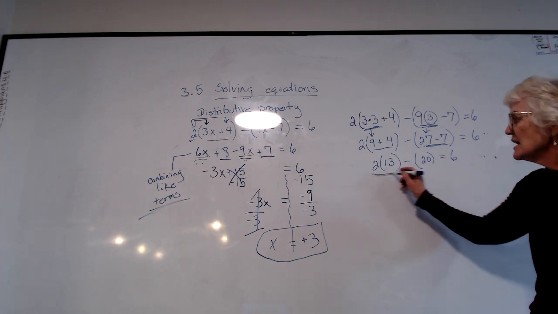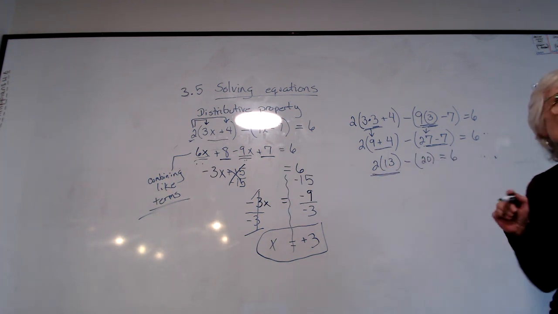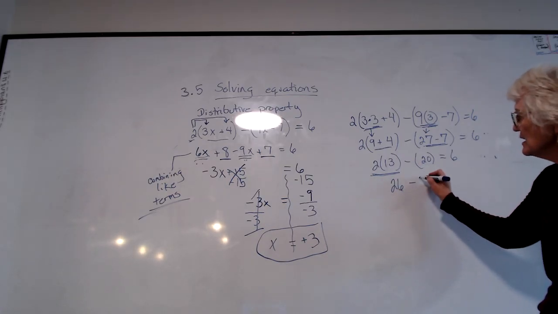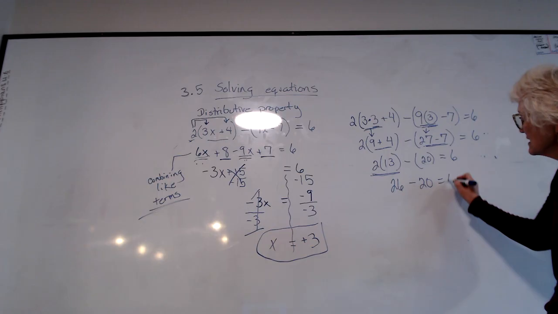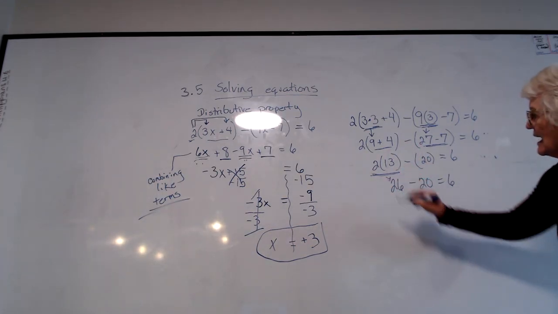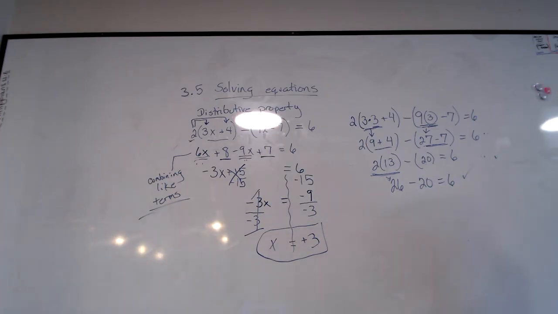I have to do the multiplication first before I do the subtraction. So 2 times 13 is 26, minus 20 equals 6. At this point, I know that's true. I don't have to go any farther. Once it's a basic simple statement like 26 minus 20 equals 6, you are fine to say it's the same. You don't have to go farther and write 6 equals 6.